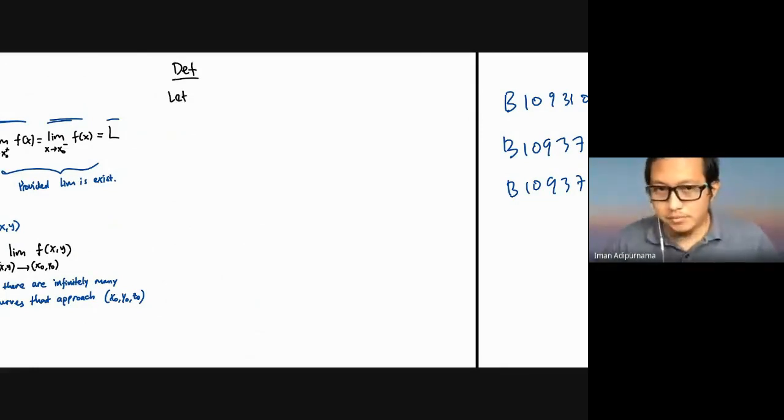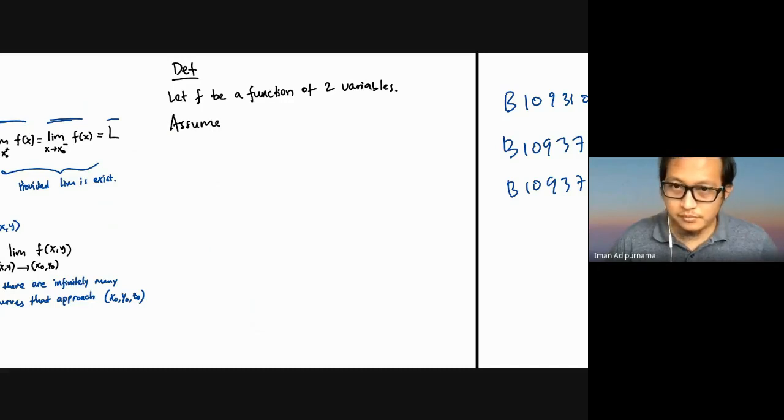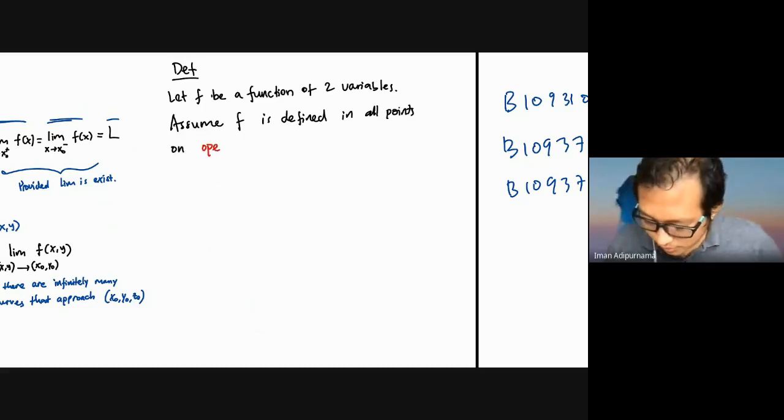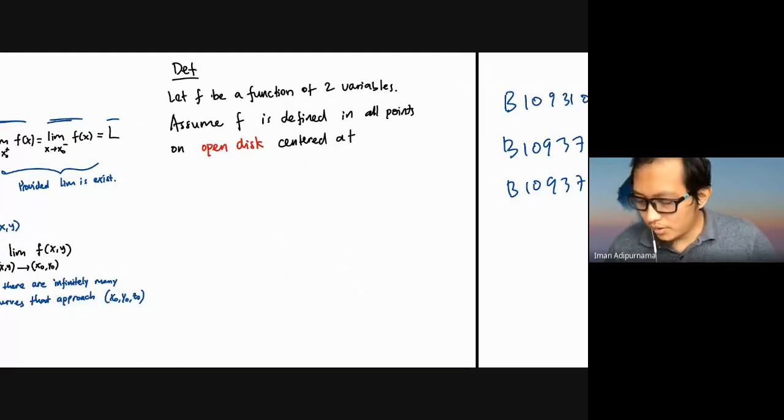So let f be a function of two variables. Assume f is defined at all points on what we call an open disk, I will tell you more later, centered at some point (x0, y0). Okay.